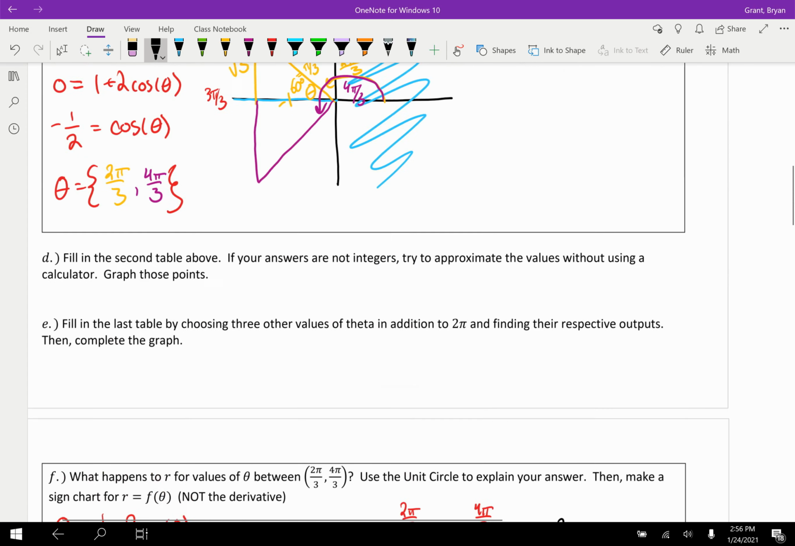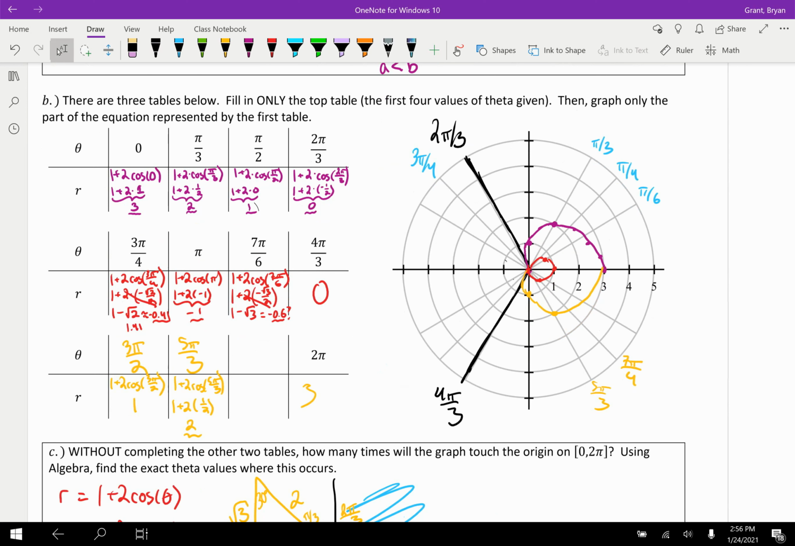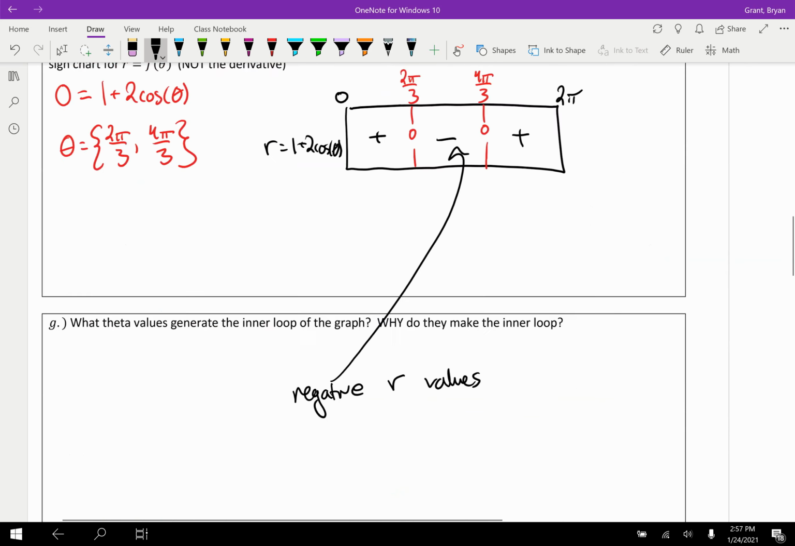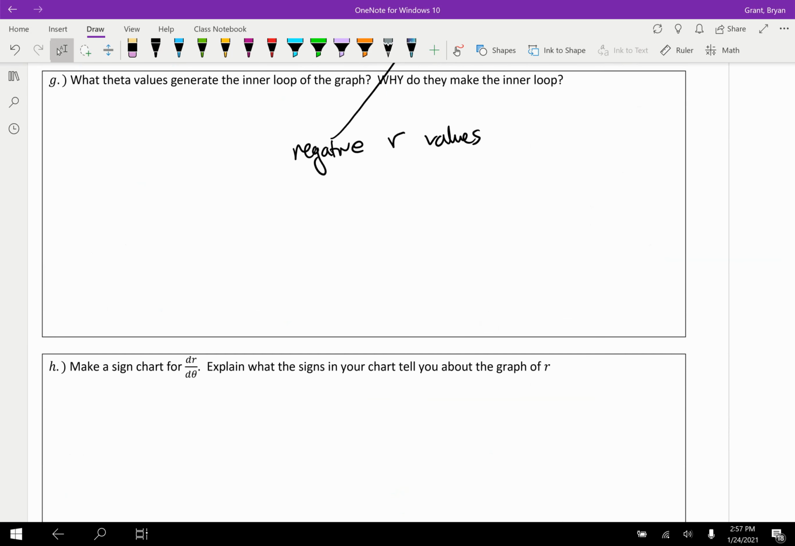Why do they make the inner loop? Because what happens is, with all the r values that are positive on these two intervals, r is going to stay in those little quadrants or in those zones. But because r is negative over here, nothing fills that spot. So instead of creating a loop over here, it creates the loop on the other side. It has to come back to 0 at some point too, because we start with a 0 and end with a 0, and it's a continuous equation. So if it has to come back to 0, it's going to loop back in on itself. Does that always happen? Yes, it does.